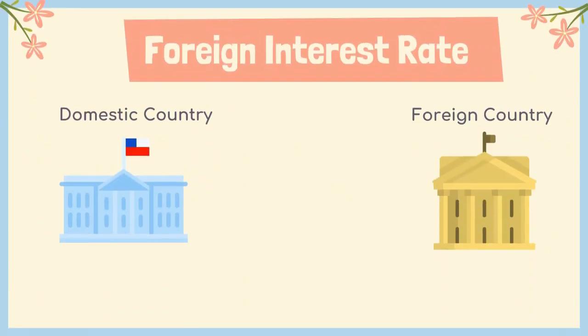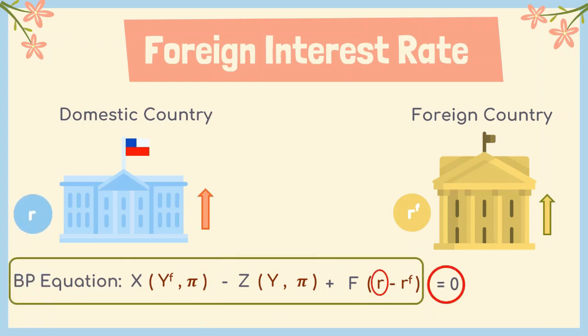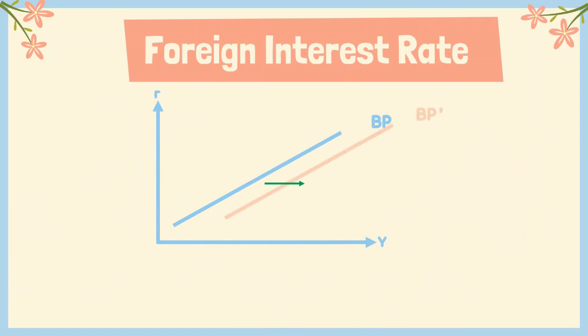And the second one is the foreign interest rate. Suppose the foreign interest rate increases, the net capital inflow will decline and require the local interest rate to be increased in order to make BP 0 again. Then the BP curve will shift up to the left.